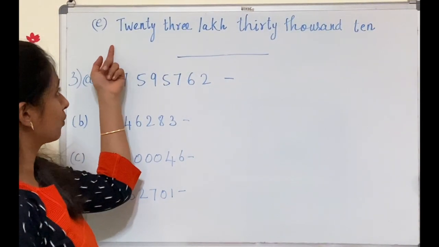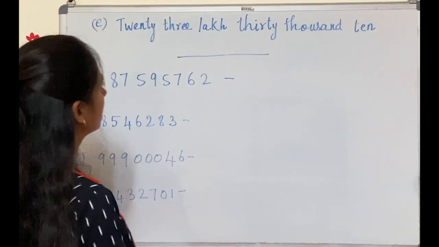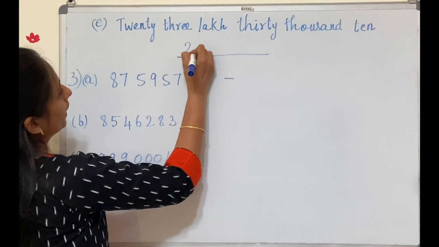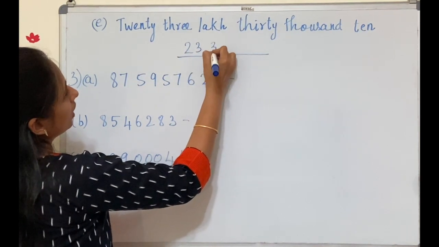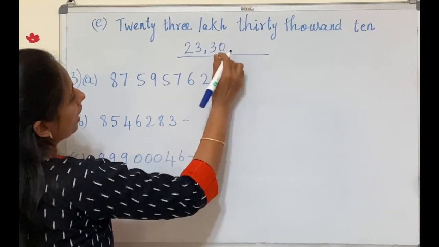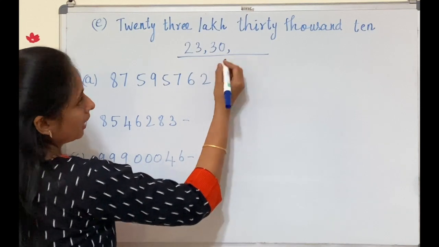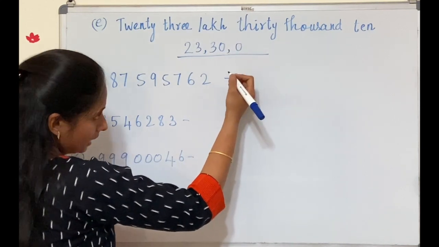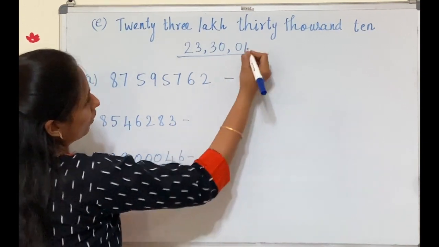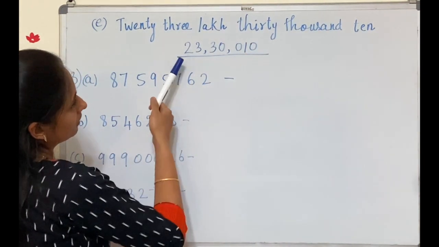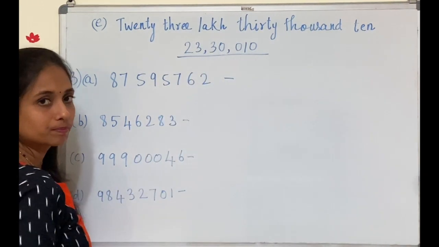Okay, now for the next one, 23 lakh 30,000 and 10. So 23 lakh, okay, that is 30,000. Okay, so you don't have anything in the thousands place. Do you have anything in the hundreds place? No. Do you have anything in the tens place? Yes. Do you have anything in the ones place? No. So here you will write the number like this: 23 lakh 30,000 and 10.